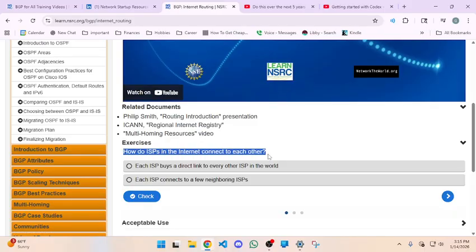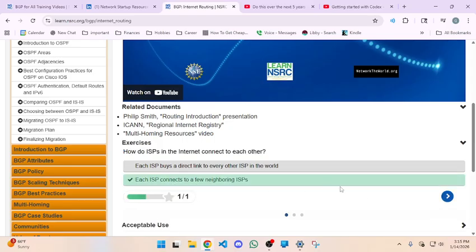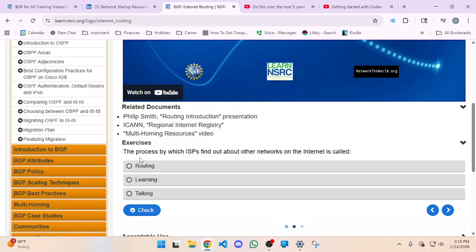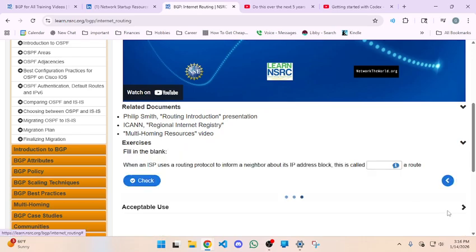So how do ISPs interconnect with each other? Each ISP buys a direct link with other in the world. Each ISP connects to a few neighboring ISPs. There we go. Hopefully they're not all easy like that. The process by which ISPs find out about other networks on the internet is called routing. When an ISP uses a routing protocol to inform a neighbor about its IP address block, it is called advertising a route, right?